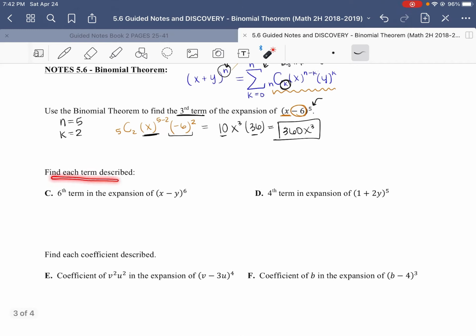So let's do this once more here. It says find each term described. So we're going to find the sixth term in the binomial expansion of x minus y to the sixth. So remember, n is equal to this power that it's raised to. So I'm going to start with n is equal to 6. And k is always 1 less than the term we're trying to find. So 6 minus 1 would be 5.